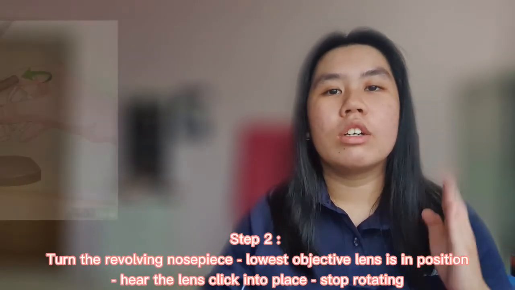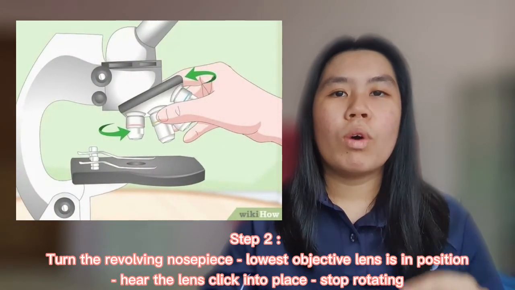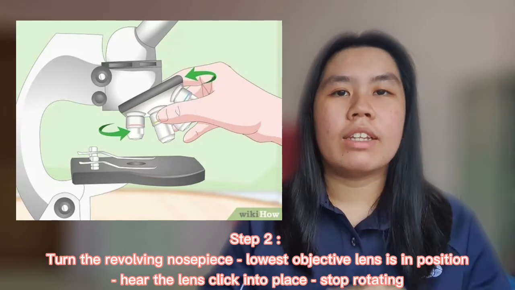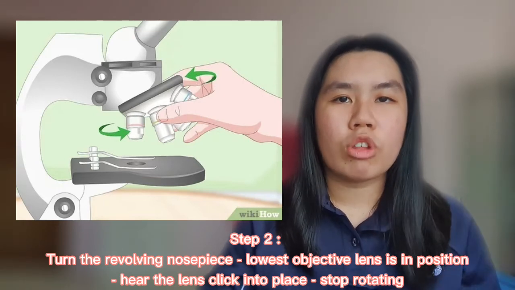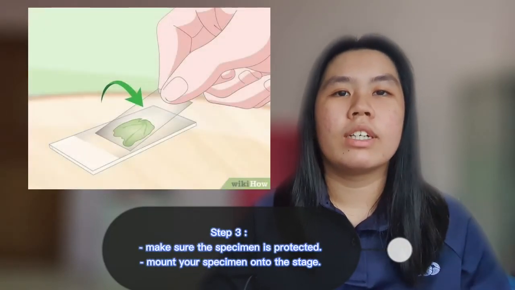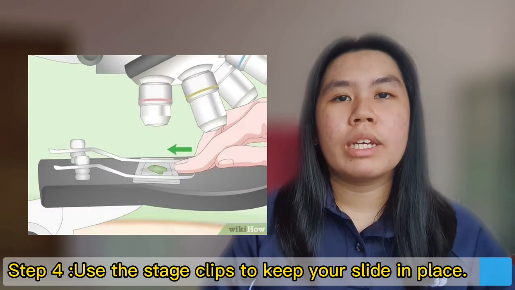Step 2 is turn the roving nosepiece so that the lowest objective lens is in position. Once we hear the click sound of the lens, it means that the lens is in place and we should stop rotating. Step 3 is we should make sure the specimen is protected by a cover slip or a glass cover. Then mount the specimen onto the stage. Step 4. Use the stage clips to keep your slide in place. Make sure the slide is positioned centered under the objective lens.